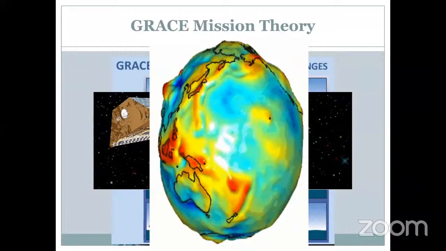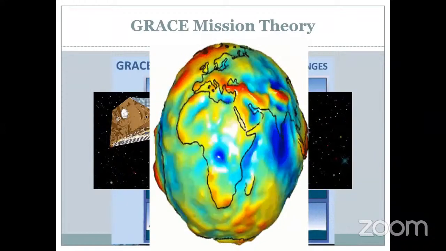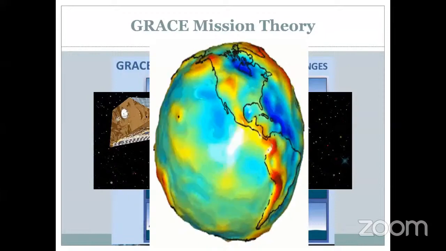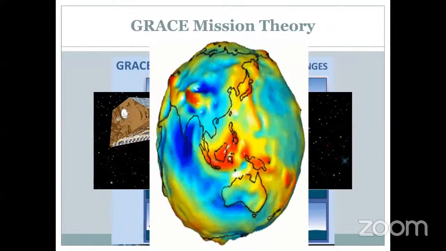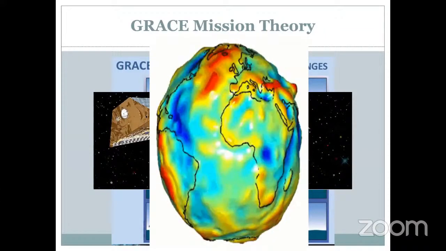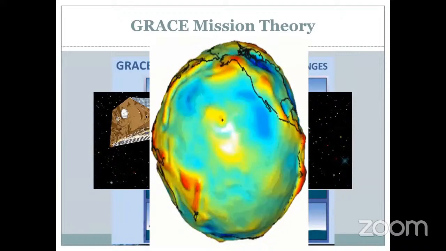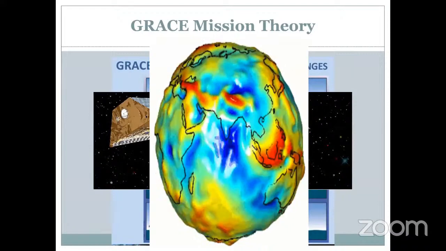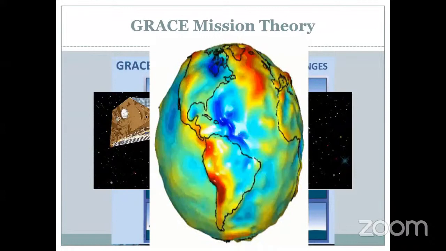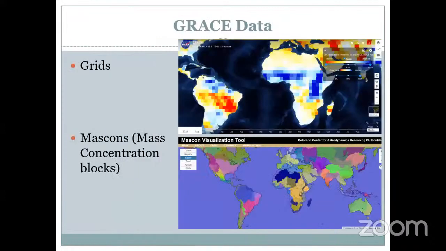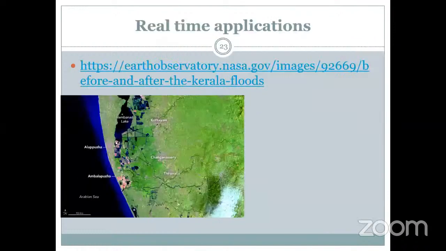For example, in India, you will see a very neat color: along the Himalayan regions, you have water actually depleting, whereas in the Ganges region it's okay, and your north and south are getting really hit, for that particular month. You can get data like this in grids or also concentration blocks we call mascons.